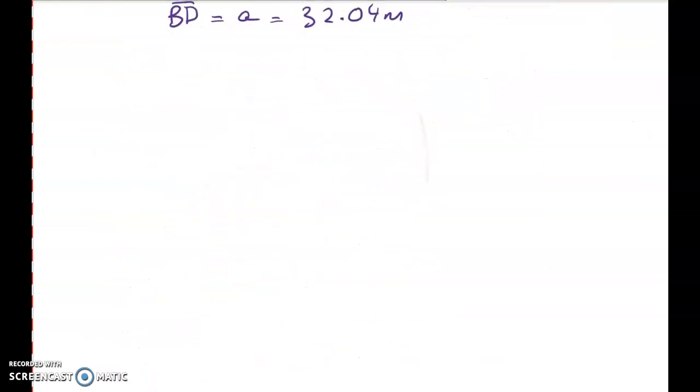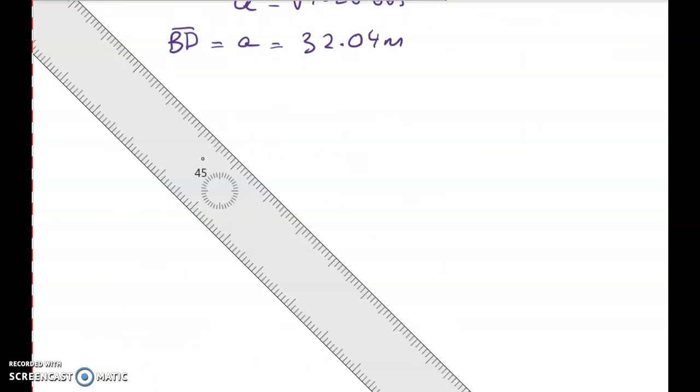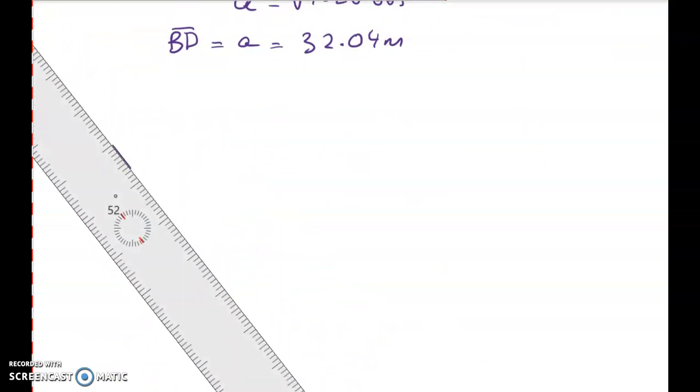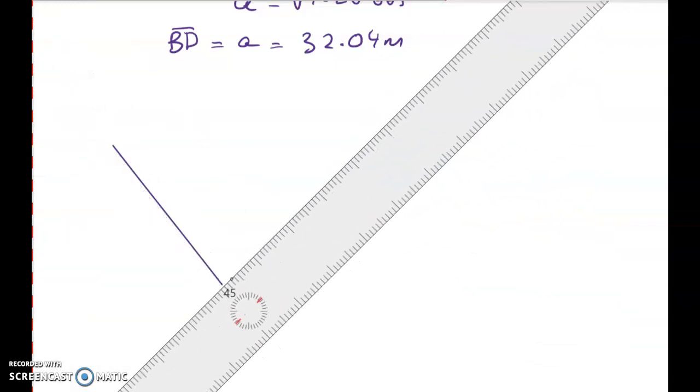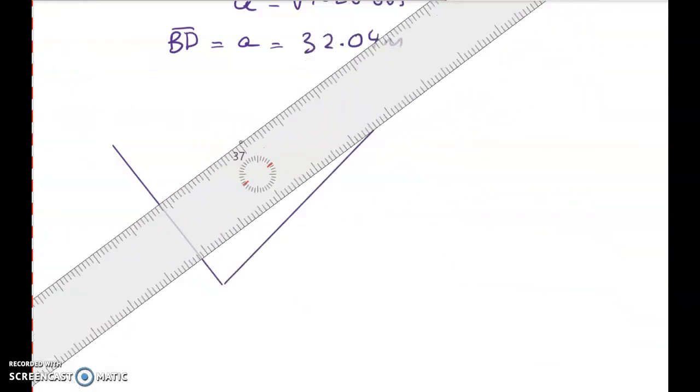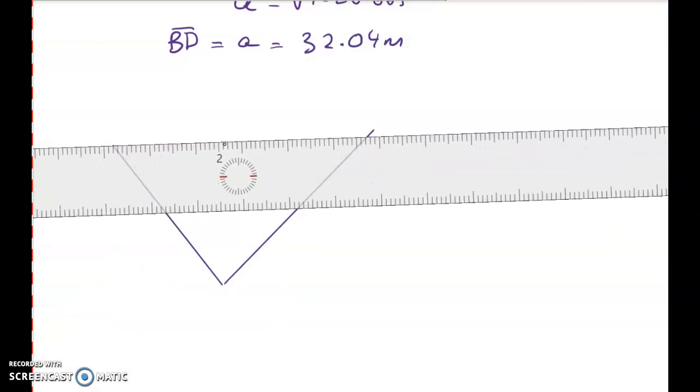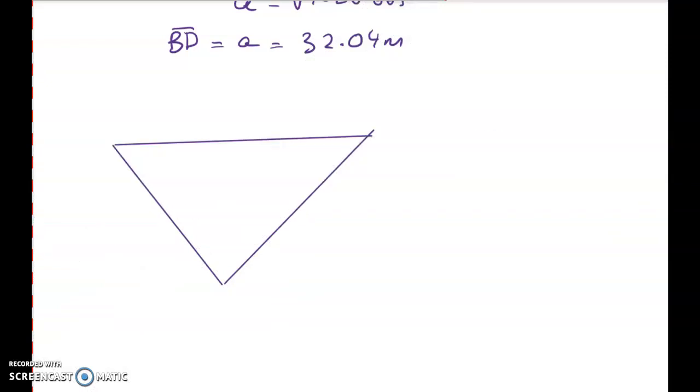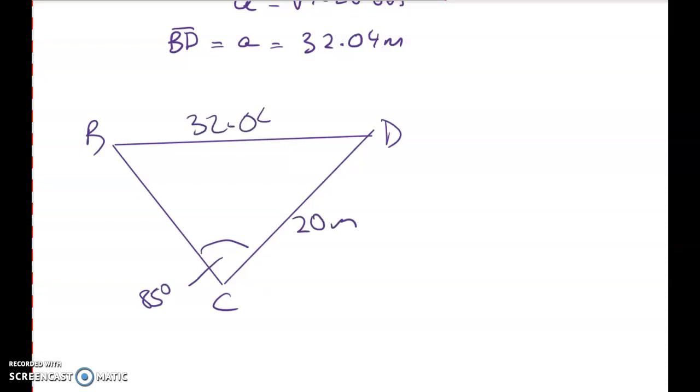I'll do a better drawing down here. Use a ruler this time. So a nice big triangle. And just label it. So here's C, D, and B. We know that this angle here is 85 degrees. This side is 20 meters, and this side is 32.04 meters.